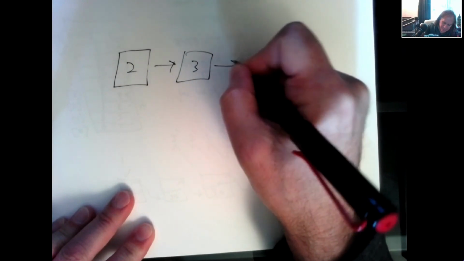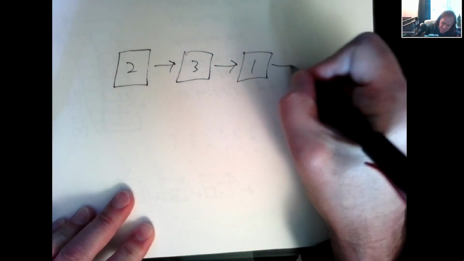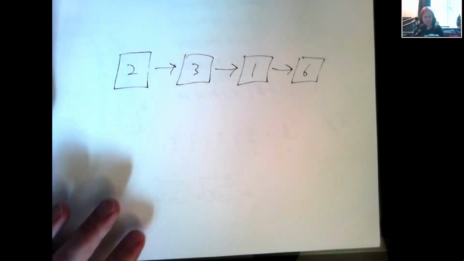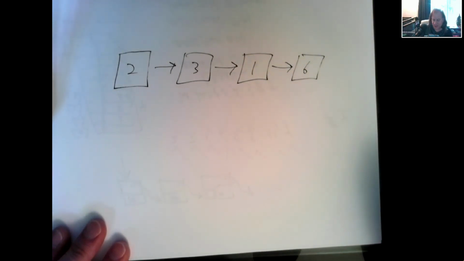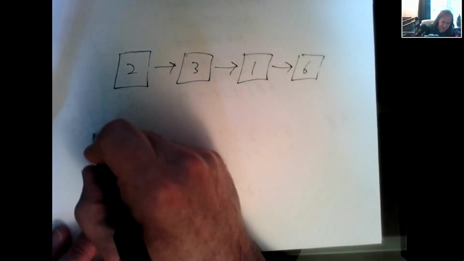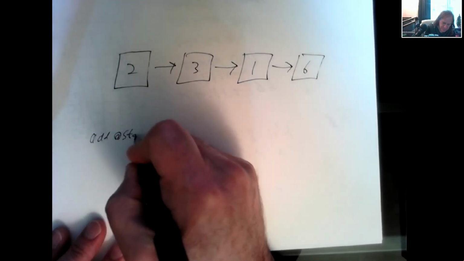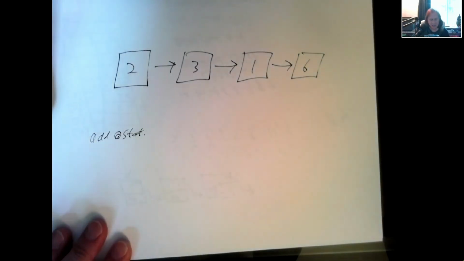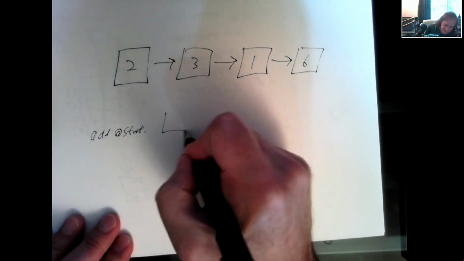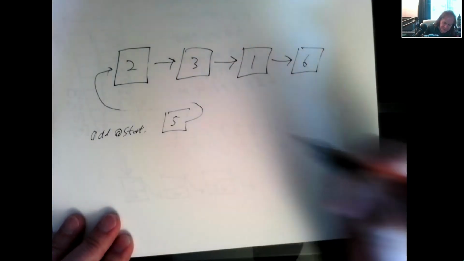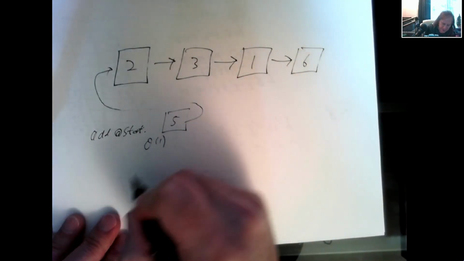Alright, on the other hand, a linked list we can do a lot better with. So here's our collection of data, and I won't bother breaking it up into the 2 fields. We've just got a 2, a 3, a 1, and a 6. And if I want to add at the beginning, so add at the start, well, that's pretty easy to do. Let's say I want to add a 5, all I've got to do is make a new node and have that point to the beginning. So that's order 1.